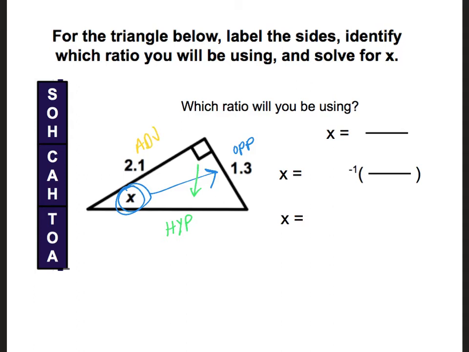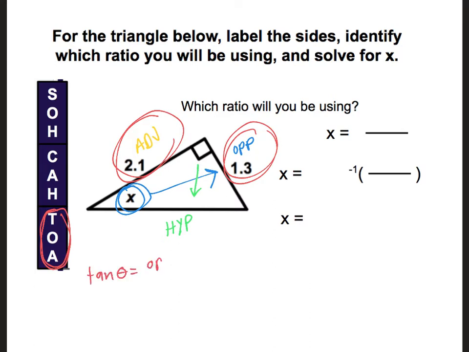Again, I want to look at what information I have. So I have O, opposite, and A, adjacent. So OA tells me I'm going to use tangent. So remember, we're doing tangent of theta equals opposite over adjacent, and we're just plugging our numbers in. So we're going to have tangent of x, in this case, x is the same as theta, equals our opposite, which is 1.3, over our adjacent, which is 2.1.